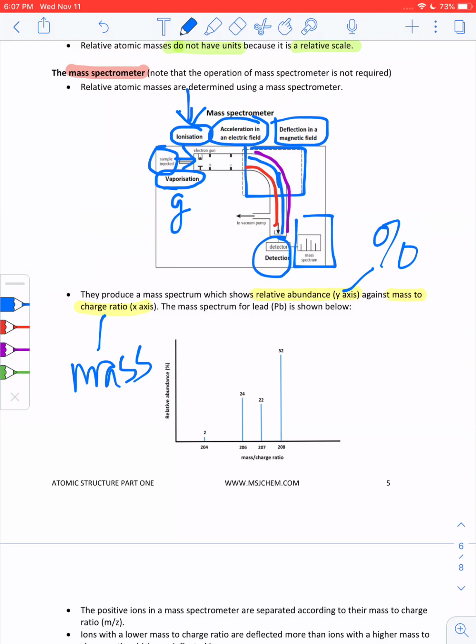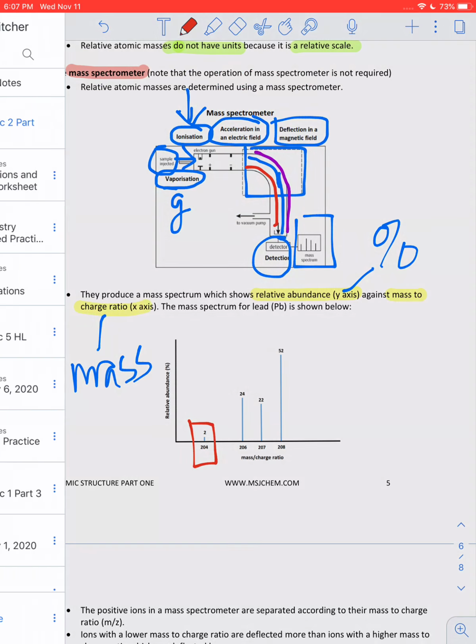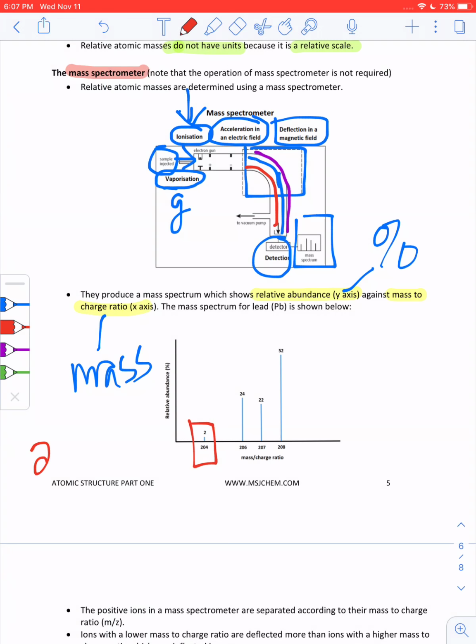And so how I would read this is: the mass spectrum for lead, which is the element Pb, is shown below. So if you're given a chart like this, here is how you would need to use this data. Okay, I would look at each of these vertical lines, and I would say, okay, this one has a mass of 204, and the relative abundance is 2.